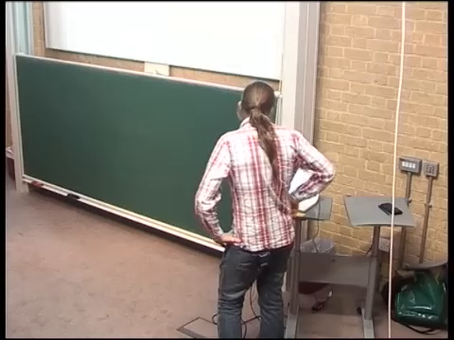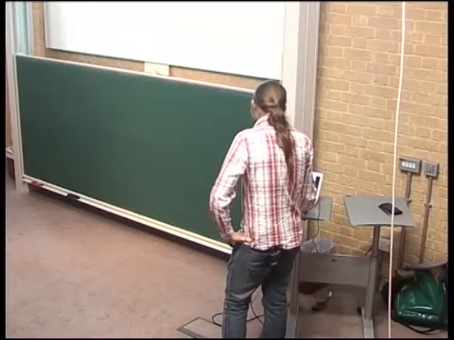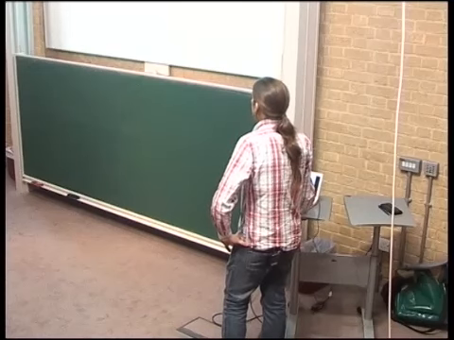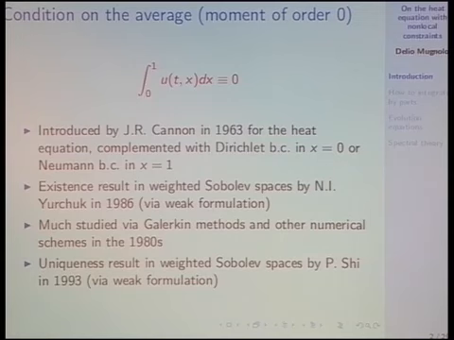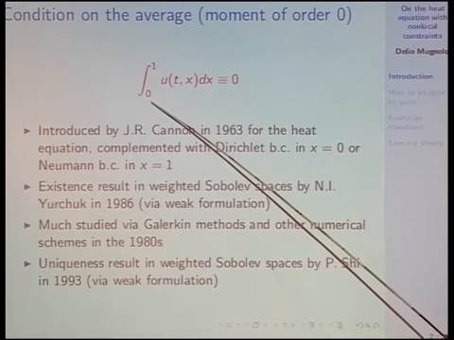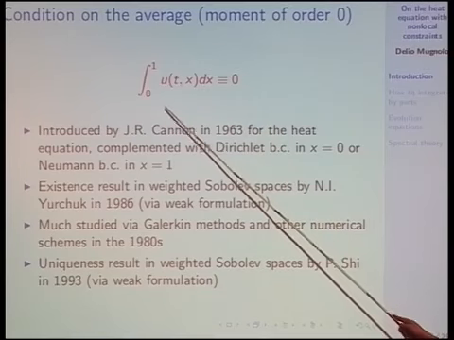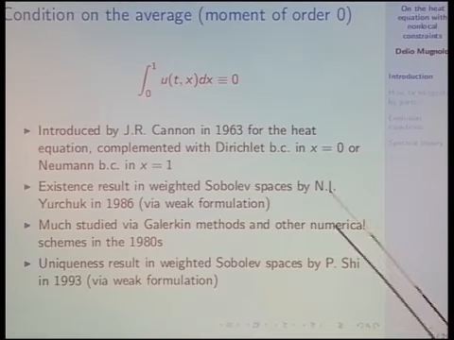And instead, you have to impose some integral condition, and this is what people actually started doing in the 60s. Say for the heat equation, it was done first. You have your typical heat equation on a bounded interval, and then you complement the Cauchy problem with this condition.